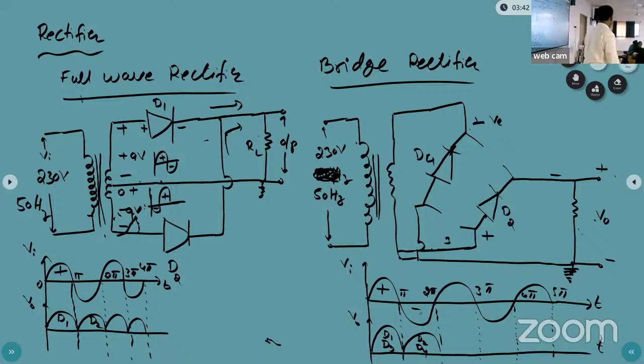Due to the D2 diode and D4 diode, and similarly for the rest of the cycles we will get the same. During the positive half cycle D1 and D3 are on and D2 and D4 are off. During the negative half cycle D2 and D4 are on and D3 and D1 off, and the remaining cycles, 2 pi to 3 pi and 3 pi to 4 pi, will get the same.